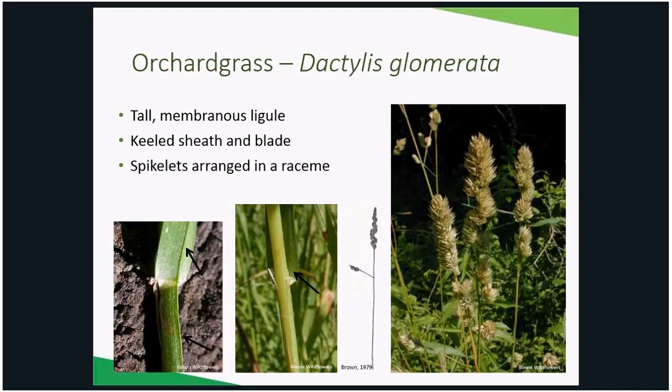Again, a different arrangement here of the spikelets. They're arranged in these clusters here, and that's something different that we haven't seen in any of the other grasses today.